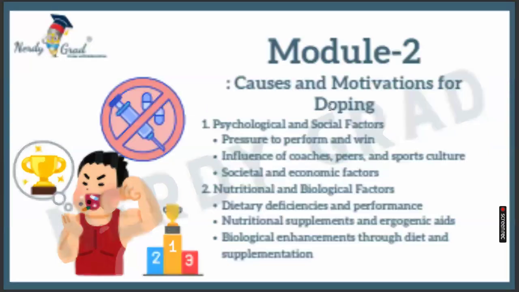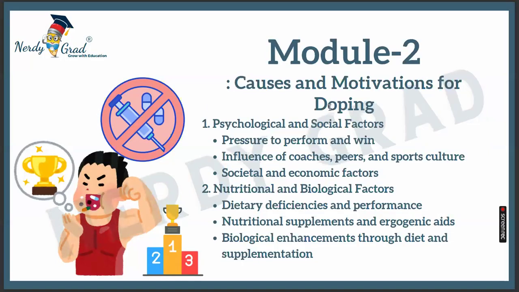Going ahead with module 2, we'll learn the causes and motivation for doping, and we will learn more about the psychological and social factors, with subtopics like pressure to perform and win, the influence of coaches, peers and sports culture, then societal and economic factors. In the subtopic of nutritional and biological factors, we learn about dietary deficiencies and performance, nutritional supplements and ergogenic aids, and biological enhancements through diet and supplements.